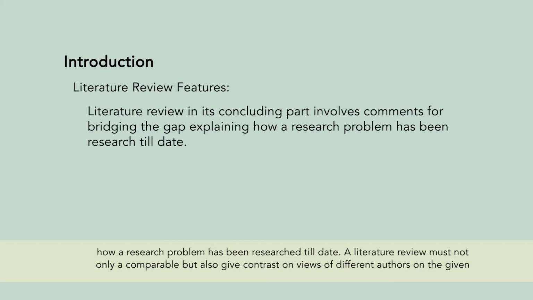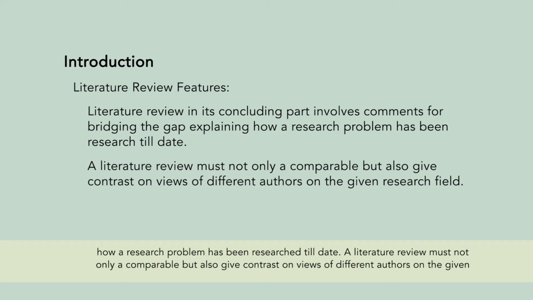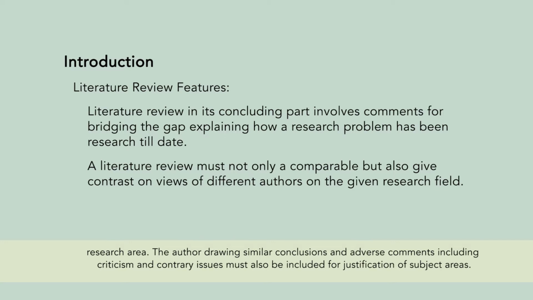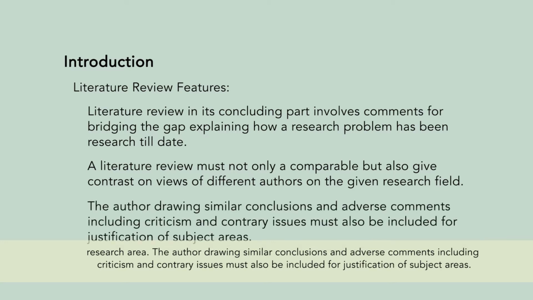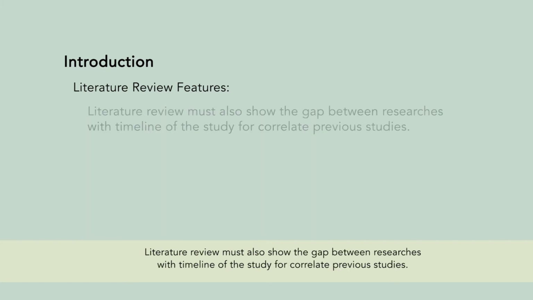A literature review must not only be compatible but also give contrast on the views of different authors on the given research area. Authors drawing similar conclusions and adverse comments, including criticism and contrary issues, must also be included for justification of subject areas. Literature review must also show the gap between research with the timeline of the study for correlated previous studies.